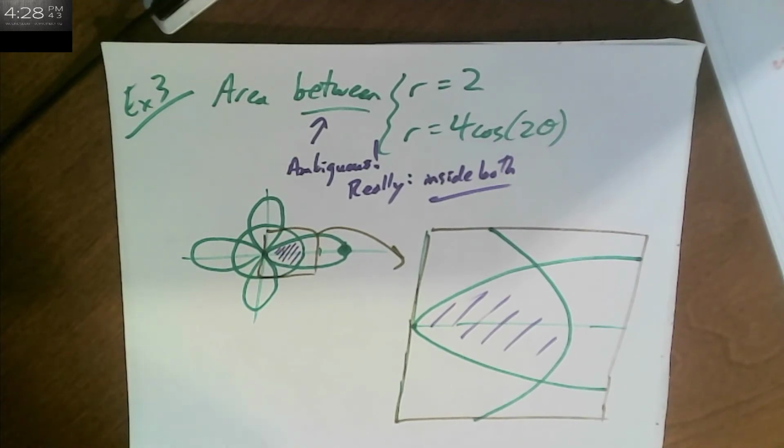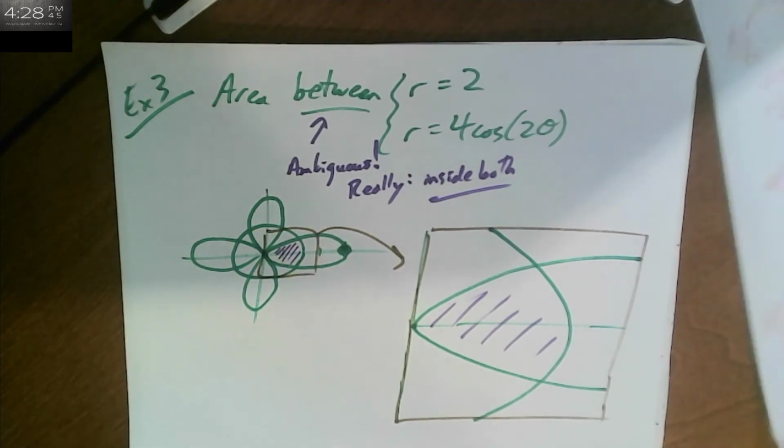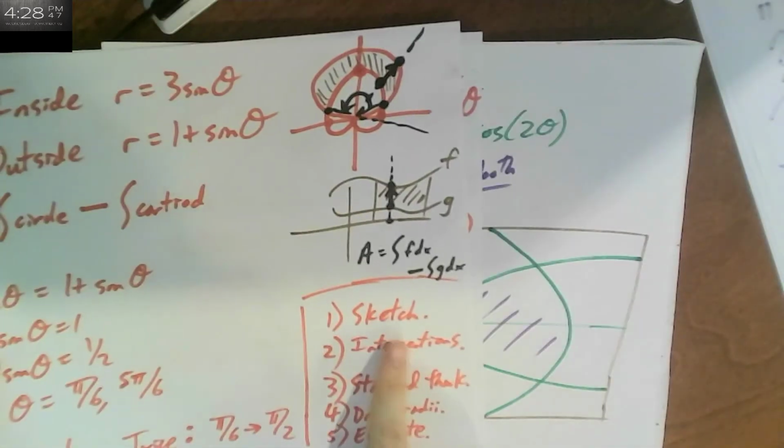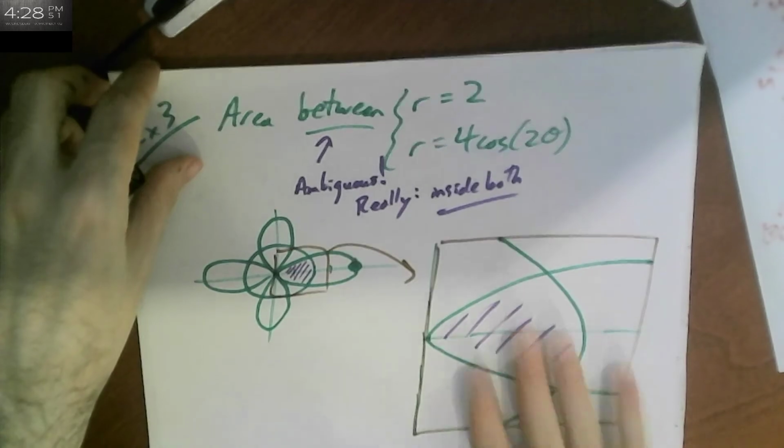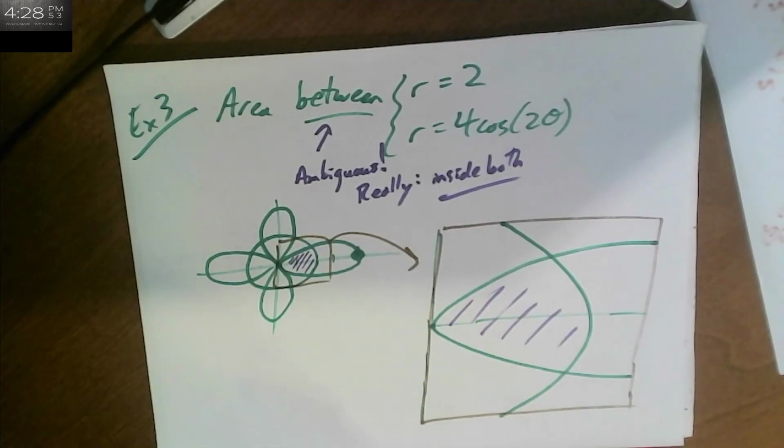Okay. What do we need? Step 1, sketch, right? Let's go back. Step 1, sketch, we did it. Step 2, intersections. We're going to come back to this picture. We're going to come back to it. Let's do intersections in the meantime, though.